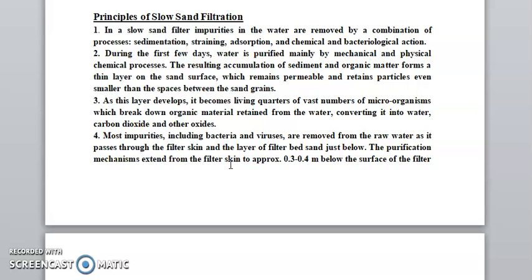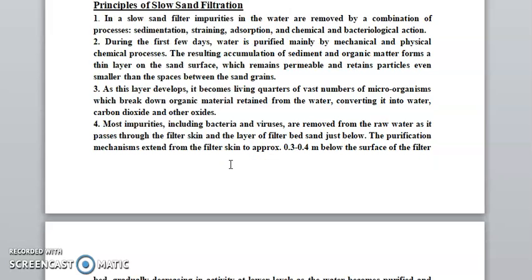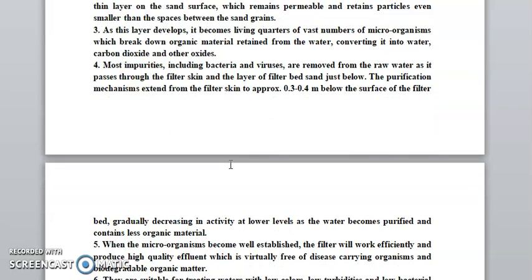filter skin layer just below. Purification mechanisms extend from the filter skin approximately 0.3 to 0.4 mm below the sand filter surface, but gradually decrease in activity at lower levels, where the water becomes purified and contains less organic matter.